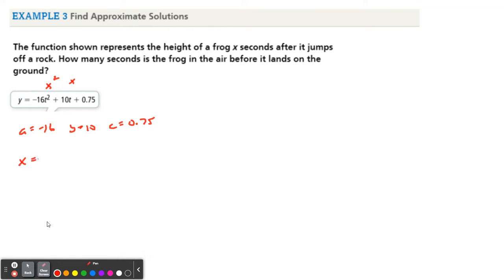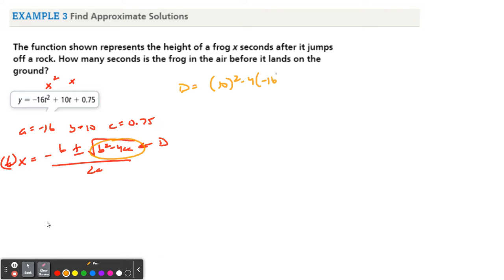Again, our quadratic formula: x equals, or t equals, the opposite of b plus or minus the square root of b squared minus 4ac, all over 2a. Remember I called that the discriminant, so I'm going to do that off to the side first. To find my discriminant, I'm going to do 10 squared minus 4 times a times c. I would just type that in Desmos, all at once, and see what you get. You get 148.